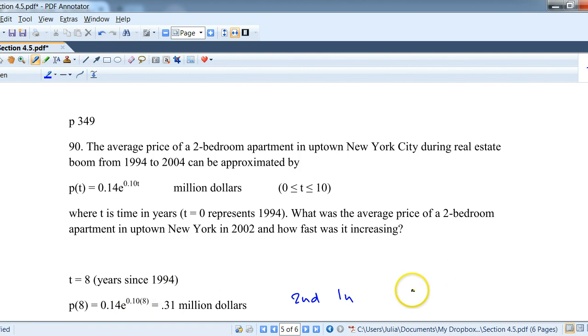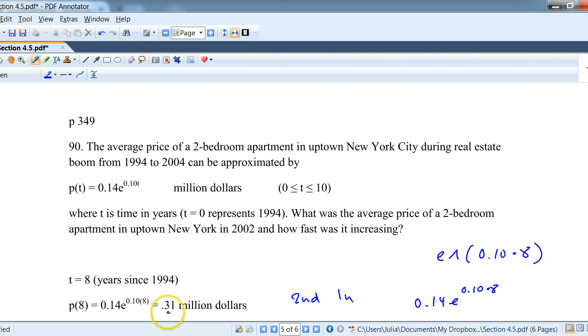Now, the way I would put it in is probably 0.14 and then e. Depending on the version you have, you may have the exponent as an exponent, in which case I would just put in 0.10 times 8. Or you may have the older version, in which case I would put it in parentheses, 0.10 times 8, then close parentheses. Either way should give you the same answer.